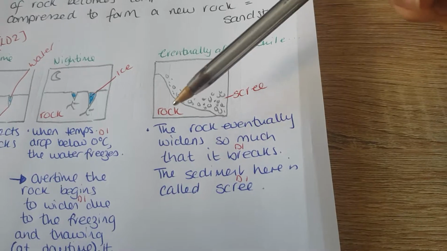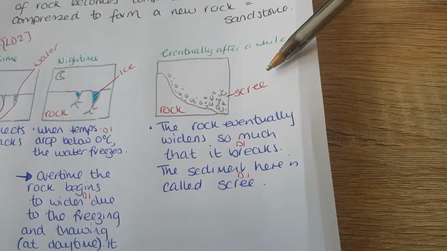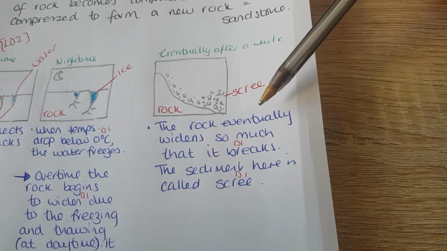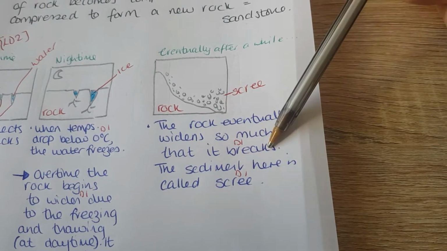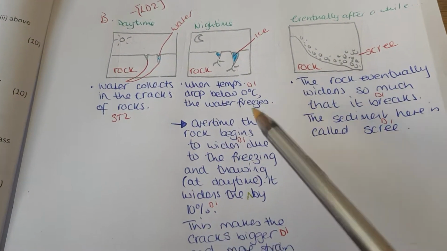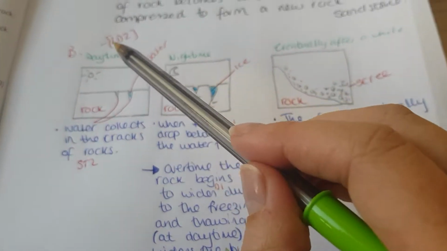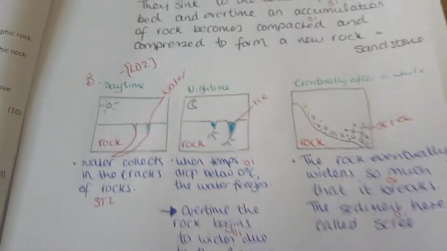Eventually, after a while, all these rocks have chipped off, they've worn off. The rock eventually widens so much that it breaks, and the sediment here is called scree. So that's 2, 3, 4, 5, 6, 7, 8, and then the labelled diagram is 2, making 10 marks. That is part 1A and 1B.